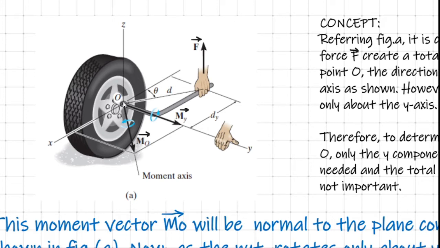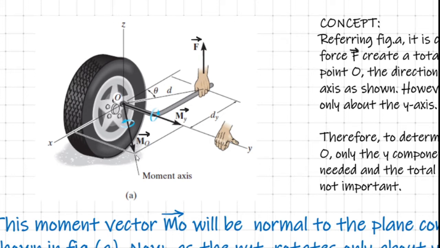So let us calculate what is that useful component of vector MO which is effective in loosening the lug nut at point O. Obviously, this useful moment is nothing but a component of vector MO about the y-axis. How do we obtain it? It is very simple.